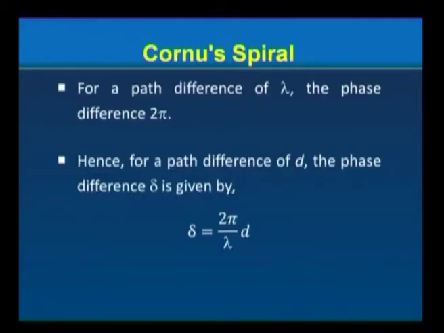Okay. Therefore, we go through the mathematical steps here, namely for a path difference of lambda, the phase difference is 2 pi, which is very well known. Hence, for a path difference of d, this is the d that we calculated earlier, the phase difference will be given by delta, and that delta will be 2 pi by lambda into d.